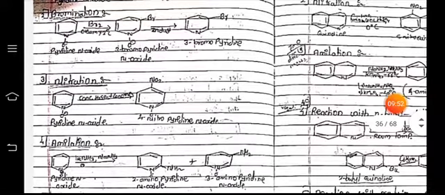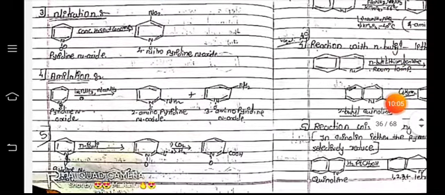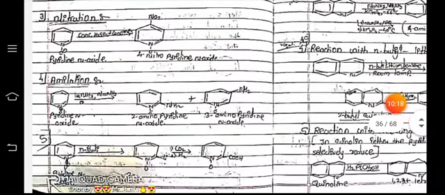Next one is the bromination of pyridine N-oxides. Reagent used is Br2 at 72 degrees centigrade. Product formed is at the 3 position, 3-bromopyridine. Next one is nitration reactions. For nitration, the reagent used is concentrated H2SO4 plus fuming HNO3. Product formed at the 4th position, that is 4-nitropyridine N-oxide.